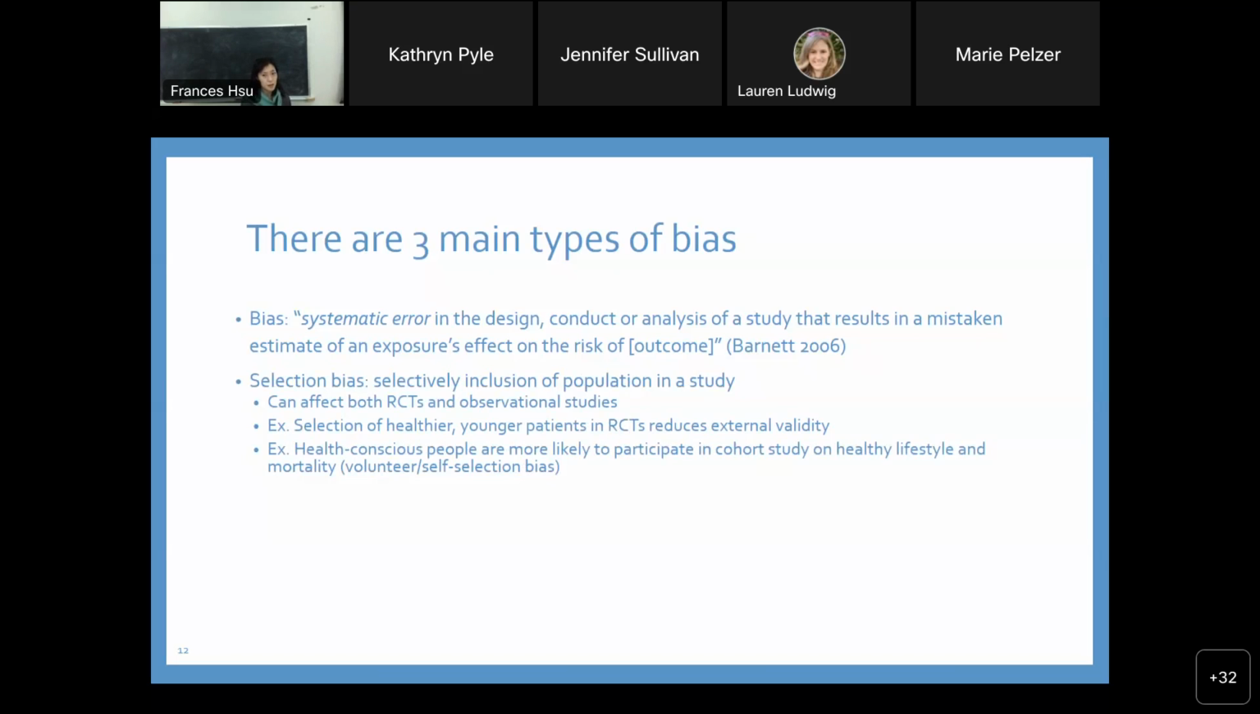On the other hand, health-conscious people are more likely to participate in a cohort study on healthy lifestyle and mortality, known as volunteer or self-selection bias.